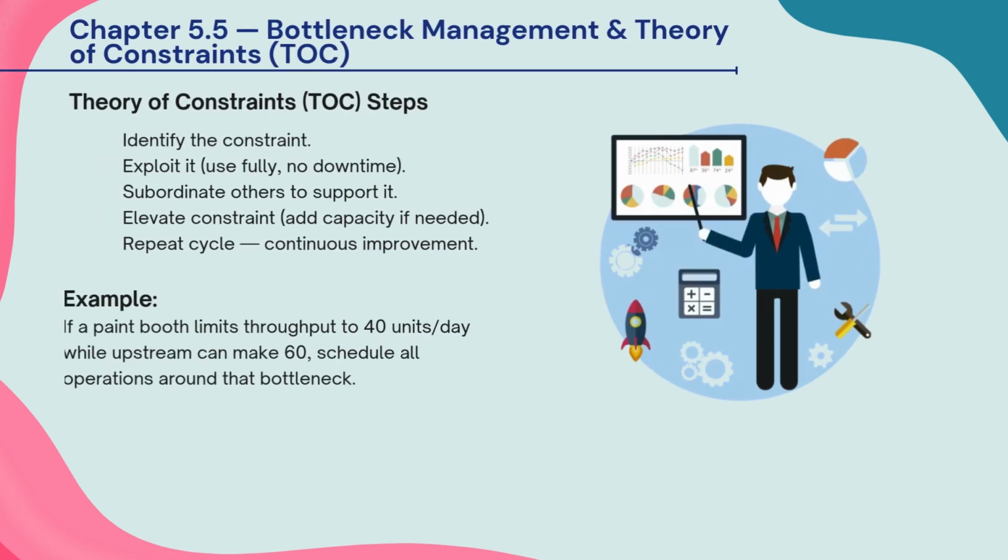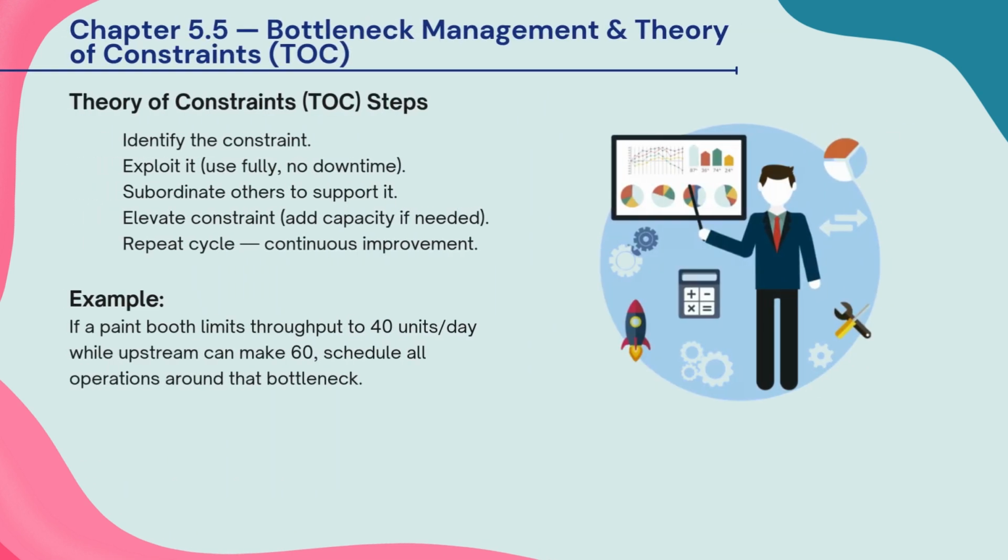This slide explains the 5 steps of the theory of constraints. First, identify the constraint. Next, exploit it by using it fully with no downtime. Then subordinate all other processes to support the constraint. If needed, elevate it by adding capacity. Finally, repeat the cycle for continuous improvement. The example shows that if a paint booth can only produce 40 units while upstream can make 60, all scheduling must revolve around that bottleneck.